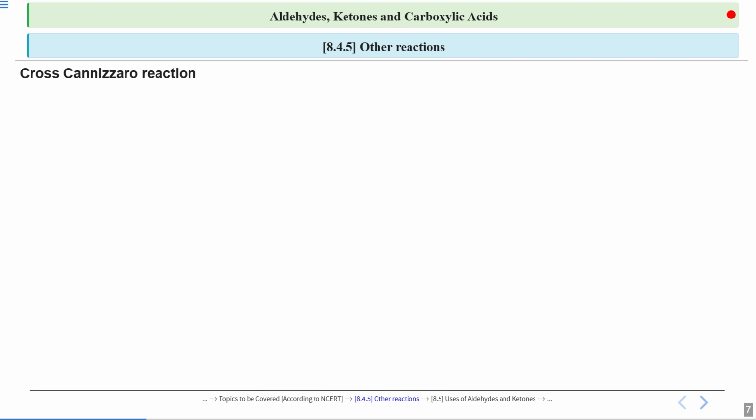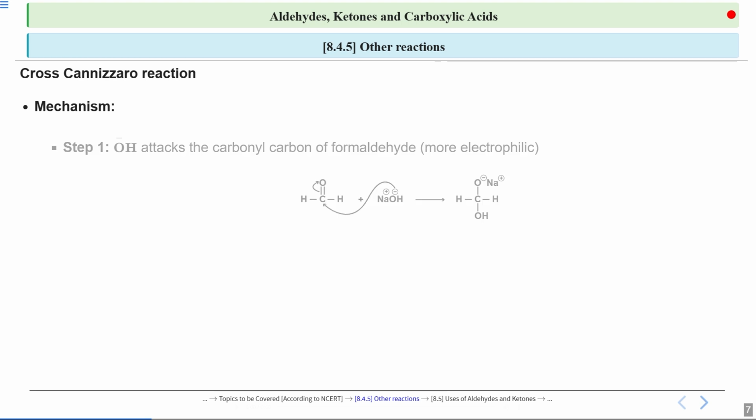Now continuing with this cross-Cannizzaro reaction, let us see the mechanism now for the cross-Cannizzaro. Let us see how this reaction is proceeding. So what is happening in step 1? In step 1, we observe hydroxide ion, which is negatively charged. We have NaOH, which is a strong base. In NaOH, we have Na plus and OH minus, which is a hydroxide ion and negatively charged.